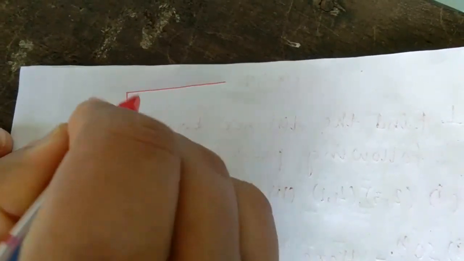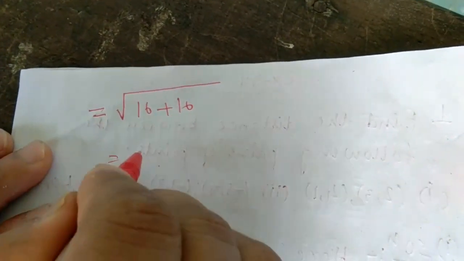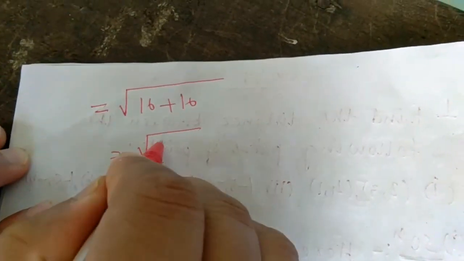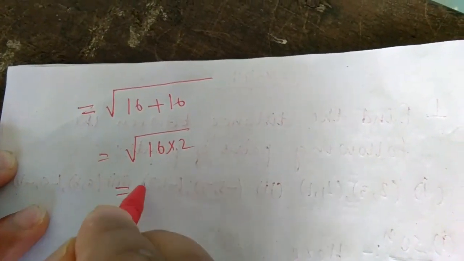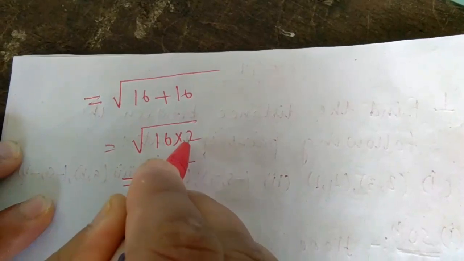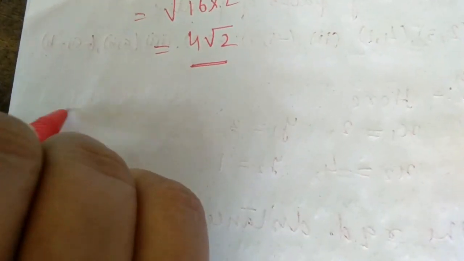equal to root over same 4 4 is 16 plus 16. Okay, both are 16 16, so same we can write like this, 16 into 2. Square root of 16 is 4 and we cannot find the square root of 2, so it will become 4 root 2. Okay, now solution to question number 3.